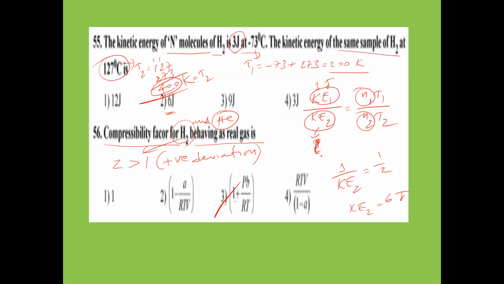That means the compressibility factor should be 1 plus something. So Z is equal to 1 plus some value here. So it will be greater than 1. Okay. Next.